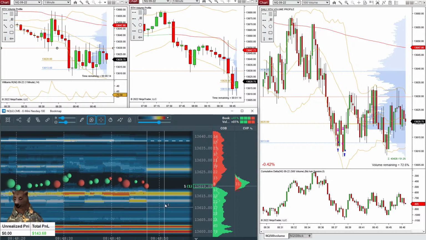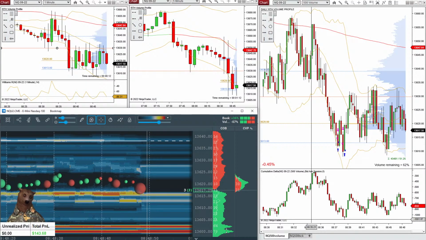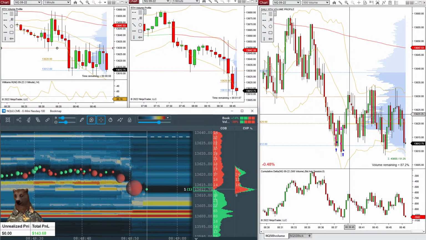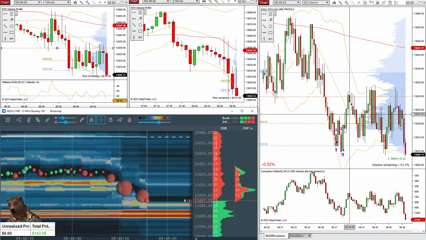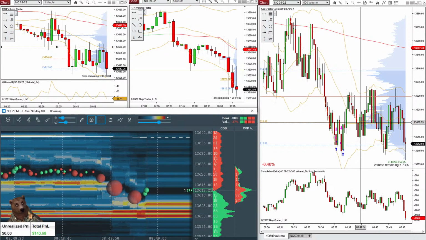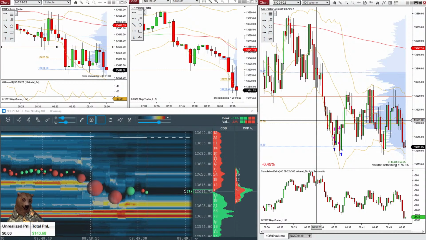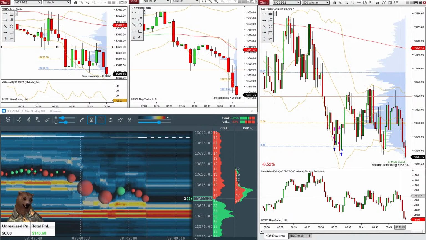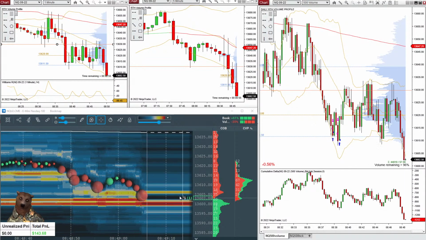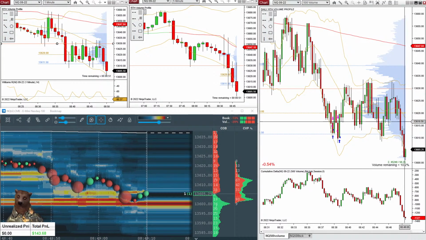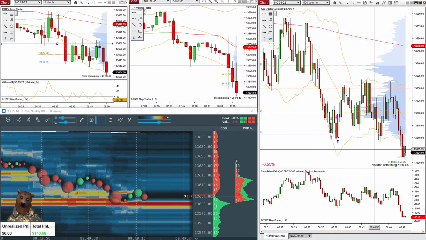We see some support forming here though on the book map, but I think it is going to want to eat up this liquidity, and there it goes. Liquidity is providing some support again. A lot of selling going on there coming through. Let's look what it does here. Oh, I like these bubbles. It's like exploding.